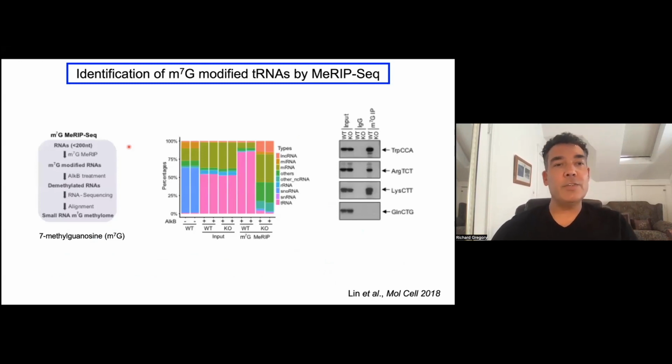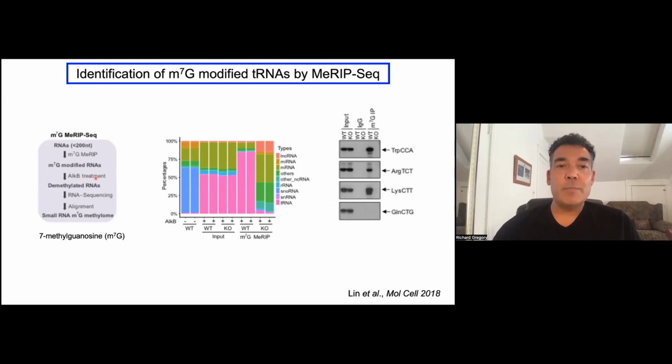So for the m7G methyl-RIP, we used a commercially available m7G antibody that we carefully characterized to make sure it was specific. And then we performed methyl-RIP-seq. So this involved isolating small RNAs using a column to isolate RNAs enriched for tRNAs, less than 200 nucleotides. And then, borrowing from Tao Pan's work, as well as Todd Lowe's work that developed methods for sequencing tRNA, we treated these RNAs with AlkB, which is a recombinant demethylase that removes most of the methyl marks.